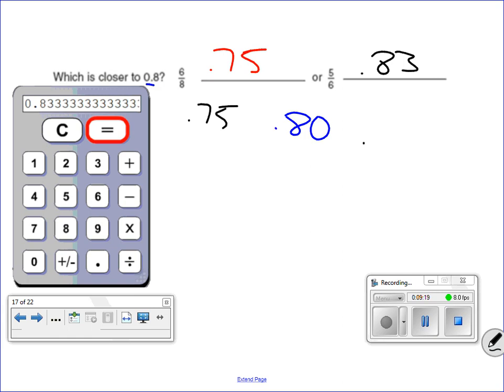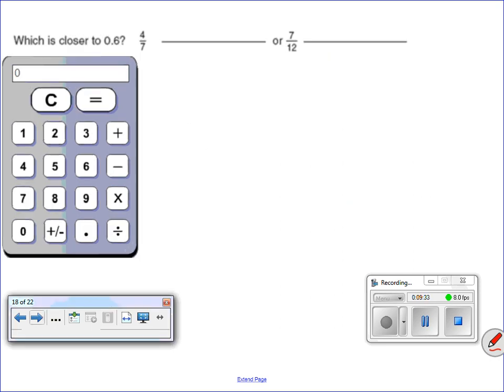0.75, 0.83. What is the difference? Remember, we're kind of reading these as 75 and 80. If I subtract those, I'd get 5. 83 and 80, I subtract those, I'd get a 3. That means this one is closer to 0.80. 5/6 is the answer I would circle.